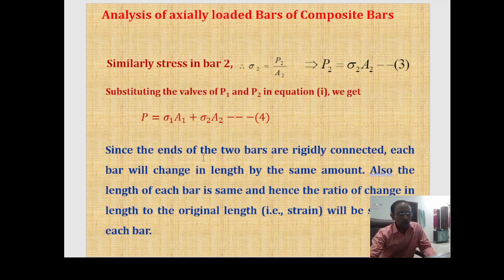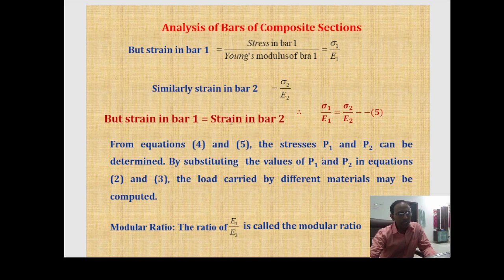Since the ends of the two bars are rigidly connected, I am going to the second condition. What is the second condition we told? If the bar is subjected to compression or extension, that must be the same, or the strain must be the same. So here strain in bar 1 is equal to strain in bar 2, or extension in bar 1 is equal to extension in bar 2, right? So in general, what is the extension formula of the bar? Let's say delta 1 is equal to delta 2.